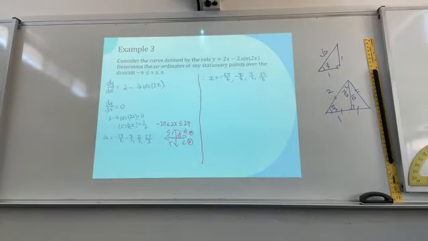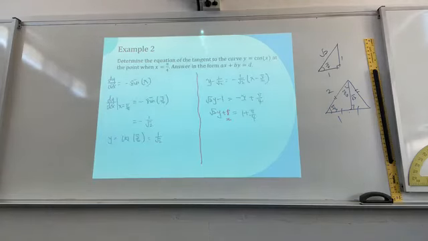Example 3. Oh, let's do example 3 first, please, before I show you the answer. Example 3: consider the curve defined by the rule y equals 2x minus 2 sine 2x. Determine the coordinates of any stationary points over the domain where x is between minus pi and pi. Now, think about it. Stationary point, what does that mean? Gradient is 0, dy dx equals 0, correct?